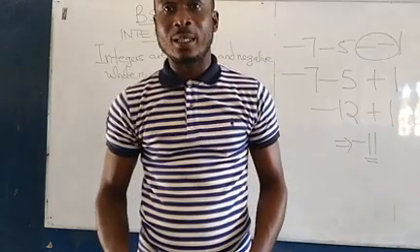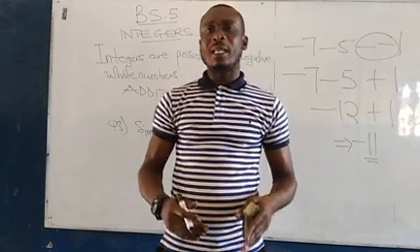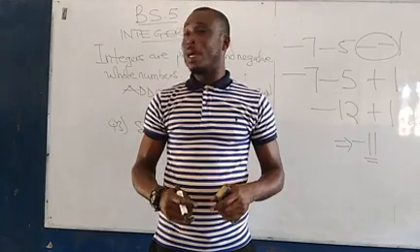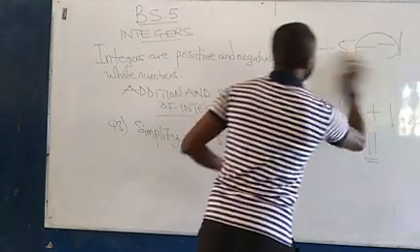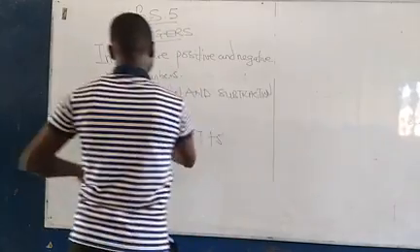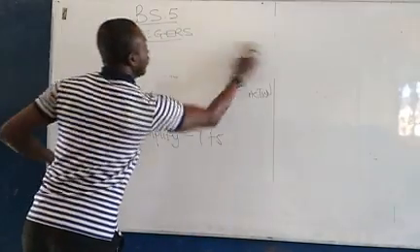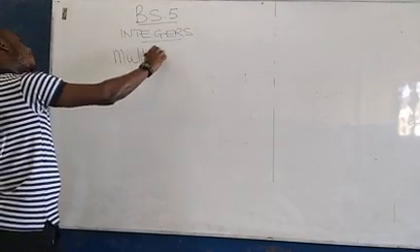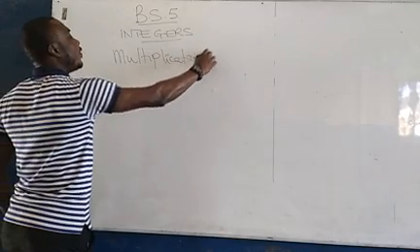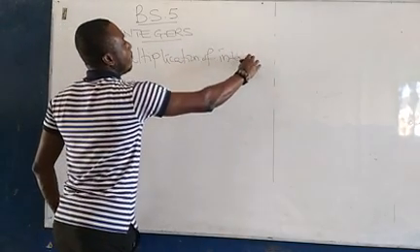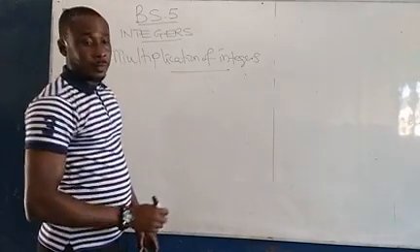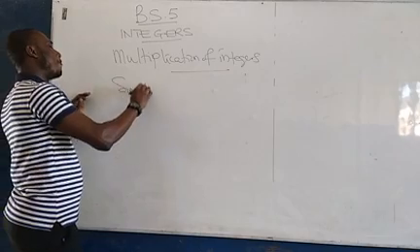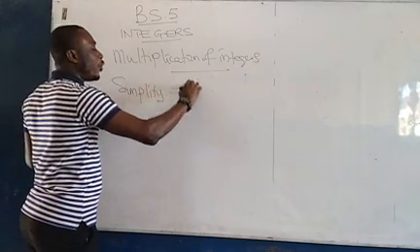I believe you've gotten the concept. So in this case, if you have gotten the concept, then let's quickly look at multiplication. So we are looking at multiplication of integers. Let's assume that you have been given something like this. Simplify negative 4 times 3.